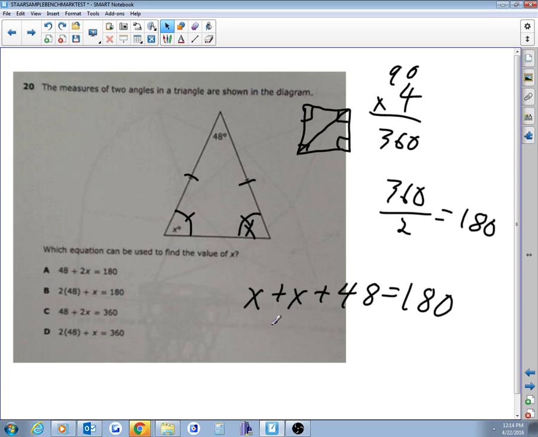Well, x plus x, that's 2x. 2x plus 48 equals 180. Or you can say 48 plus 2x equals 180. This plus this plus this have to equal 180.